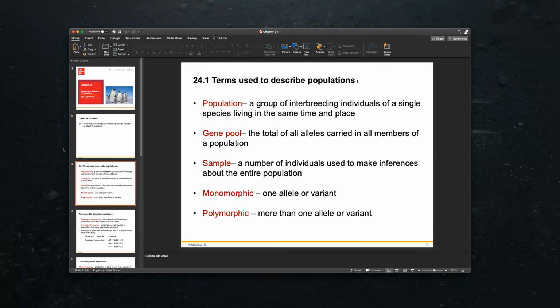It's a group of interbreeding individuals of a single species living at the same time and place. Gene pool: the total of all alleles carried in all members of a population. A sample: a number of individuals used to make inferences about the entire population. And then there's monomorphic and polymorphic: one allele or a variant of that allele, or more than one allele or a variant of that allele.